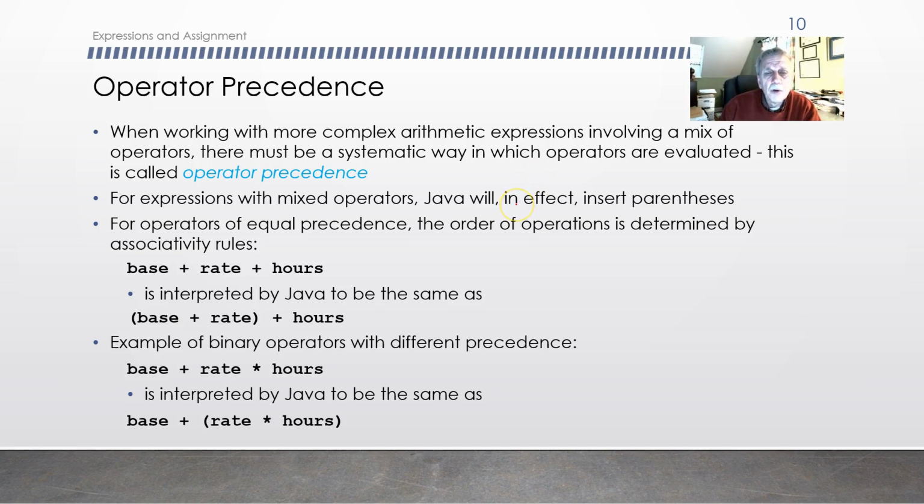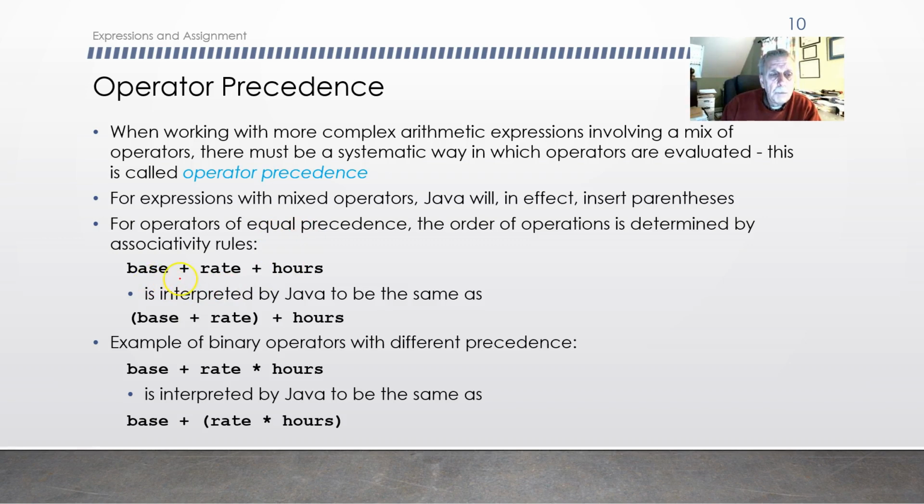The concept of operator precedence comes into play. This indicates when a particular operator would be evaluated relative to another operator. So we have higher and lower operator precedence. When you're dealing with mixed operator expressions, Java will kind of insert parentheses. That'll make it a little easier for us to understand. It doesn't actually do this, but we can think of it being done to see how the operators are going to be applied. Let's consider a simple case of equal precedence.